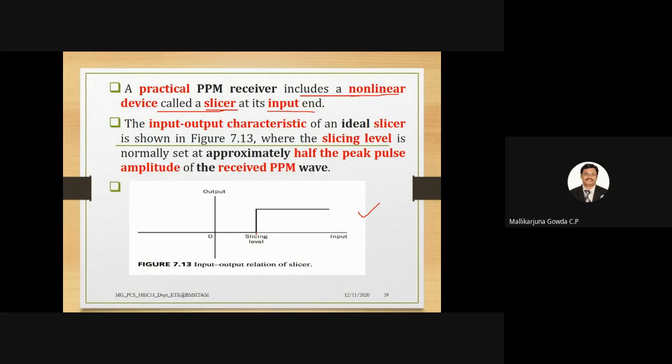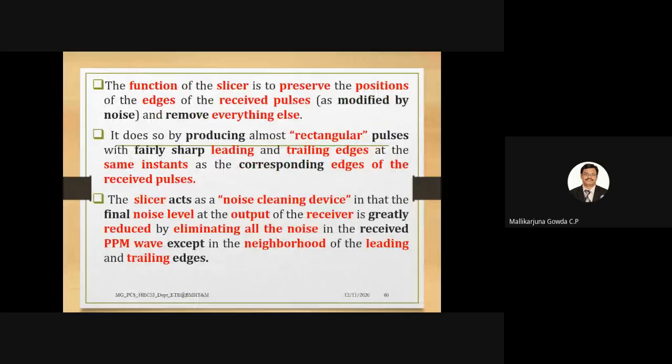The slicing level is normally set at approximately half the peak pulse amplitude of the received PPM wave. Here I have shown the slicing level, and its value is half of the amplitude of the PPM wave. So what will this slicer do? The function of the slicer is to preserve the positions of the edges of the received pulses and remove everything else.